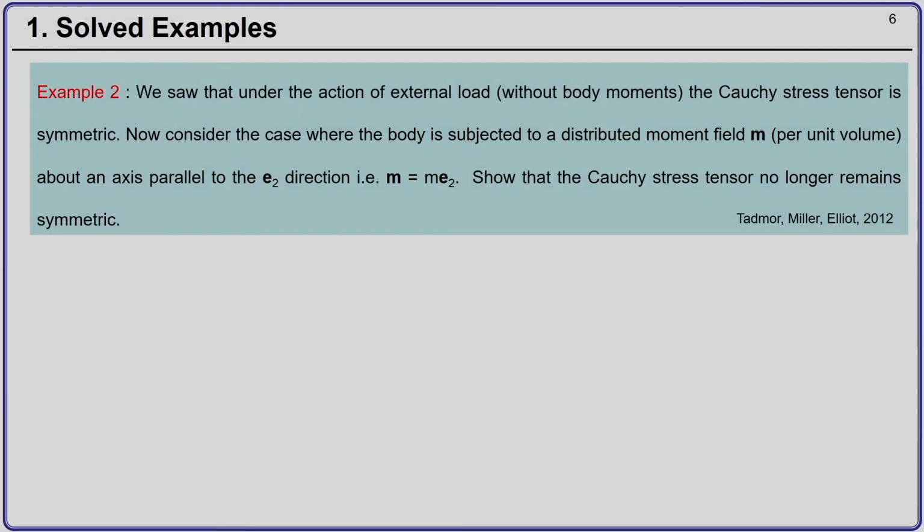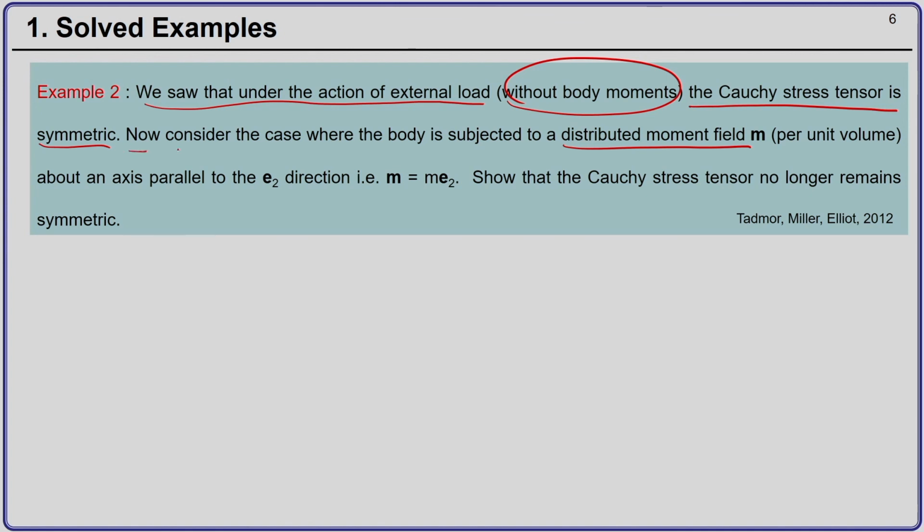Now, the next problem that we consider is the balance of angular momentum, but now we consider the distributed moment field. We saw that under the action of external loads, that is without any body moments, the Cauchy stress tensor came out to be symmetric. When we applied the balance of angular momentum, we saw that the Cauchy stress tensor in the absence of any body moment turned out to be symmetric.